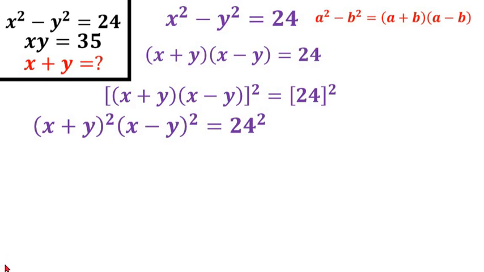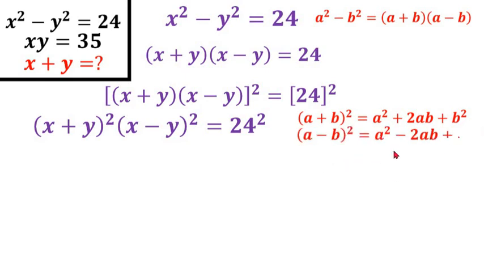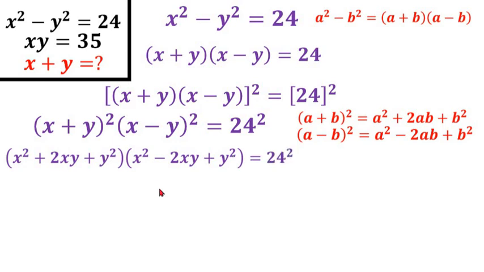Now we're going to apply two exponent properties. The first one is if we had a plus b squared, that is equal to a squared plus 2ab plus b squared. And if we had a minus b squared, that would be equal to a squared minus 2ab plus b squared. That works perfectly for our case because we have an x plus y and an x minus y. So if we applied that, we would have x squared plus 2xy plus y squared times x squared minus 2xy plus y squared is equal to 24 squared.